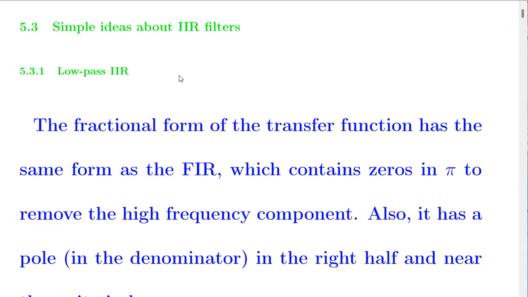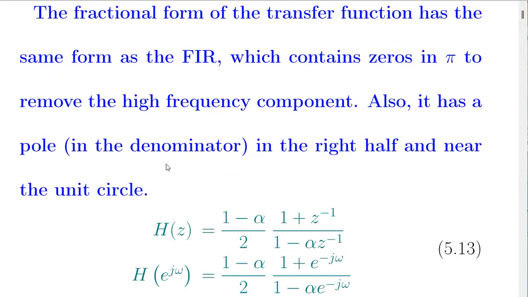Simple ideas about IIR filters. Low-pass IIR. The fractional form of the transfer function has the same form as the FIR, which contains zeros in pi to remove the high-frequency component. Also, it has a pole in the denominator in the right half and near the unit circle.